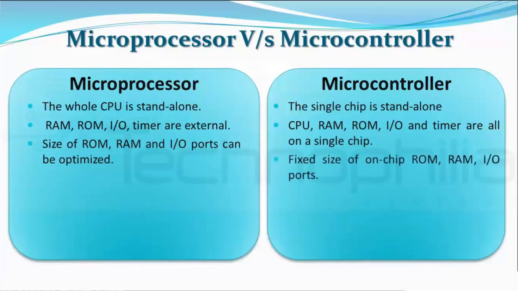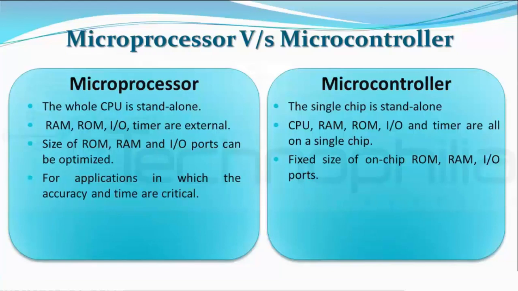Early microprocessors are used in applications where timing and accuracy is critical, like in airports, research centers etc. One should go for microcontrollers if constraints like cost, power, size are there. For example, in an iPod, digital camera, mobile phone etc.